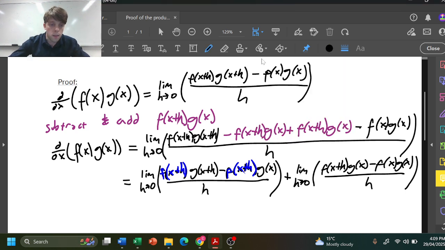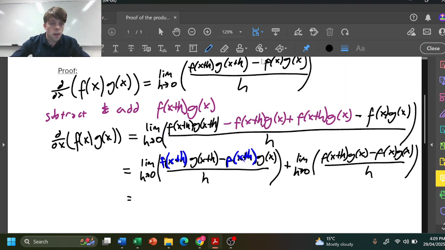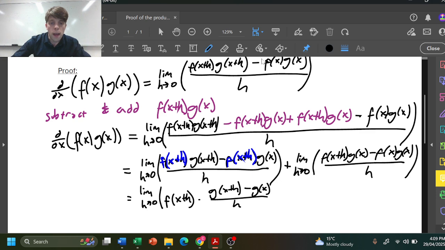So that's going to make this limit. We can write it as the limit as h goes to 0 of f of x plus h, and I'll just write it outside of this fraction here, so f of x plus h times g of x plus h minus g of x over h.